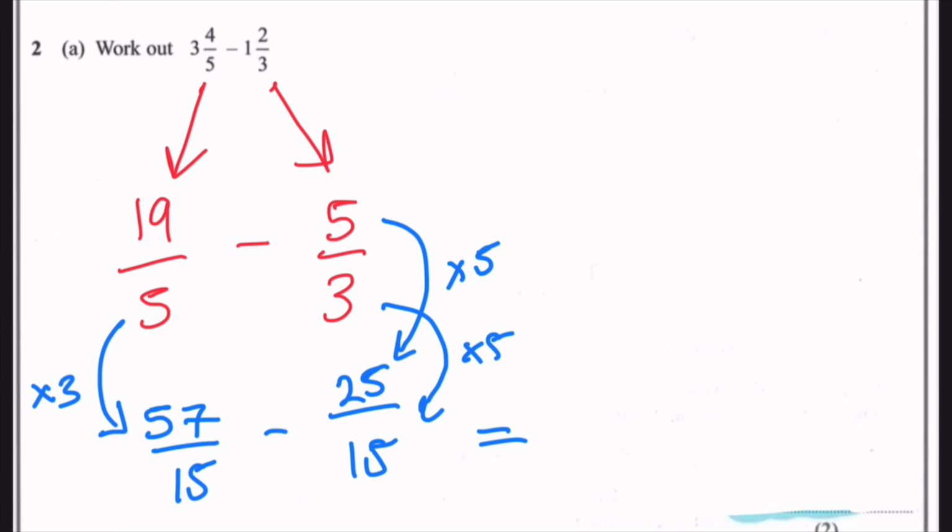57 minus 25 equals 32/15. And this is my answer.